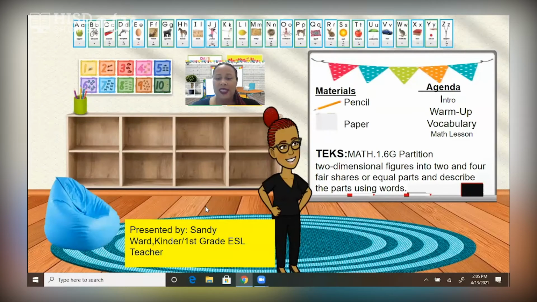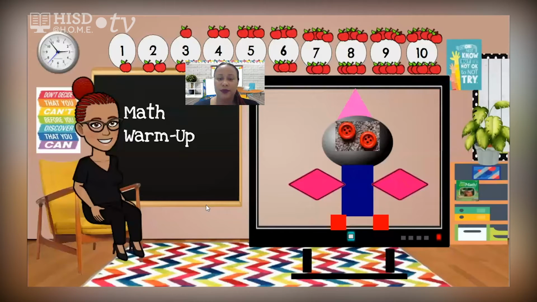All right, mathematicians, let's jump into our lesson. I want you to take a look at this robot. If you've been tuning in with us, you know the past couple of weeks we have been talking about 2 and 3-dimensional figures. When you see this robot, do you see any 2 or 3-dimensional shapes in this picture?